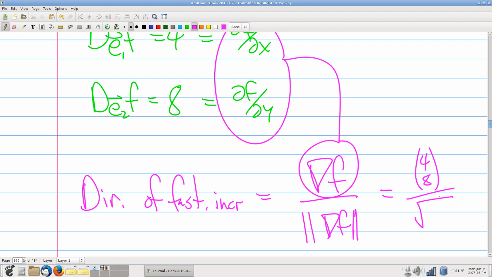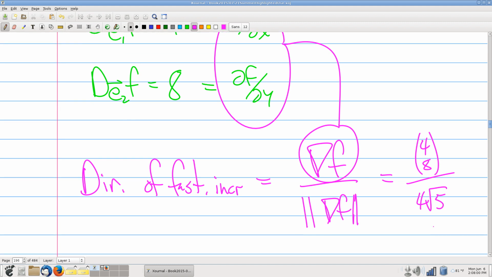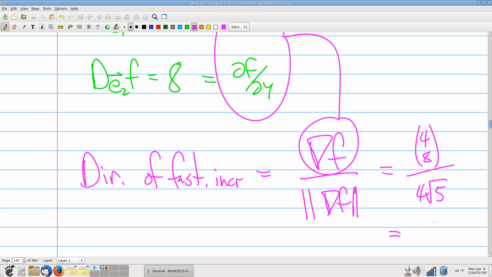Let's see here. Hang on a second. 16 plus 64 is 80. Is it 4 square root of 5? Yeah, that sounds right. I'll take your word for it. There we go. Conveniently, then, that common factor of 4, so that's 1, 2 divided by the square root of 5.